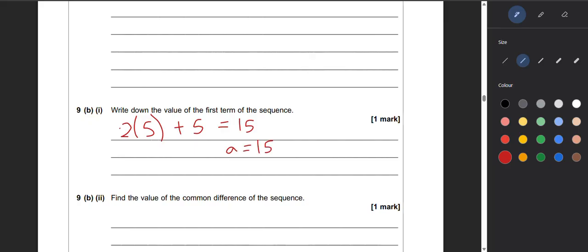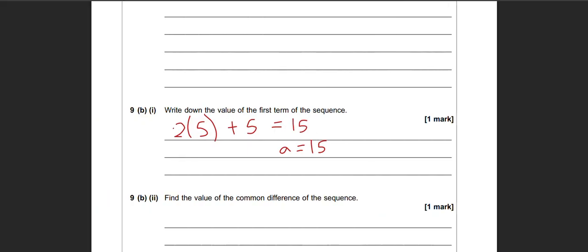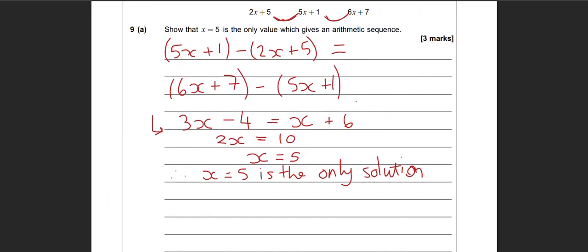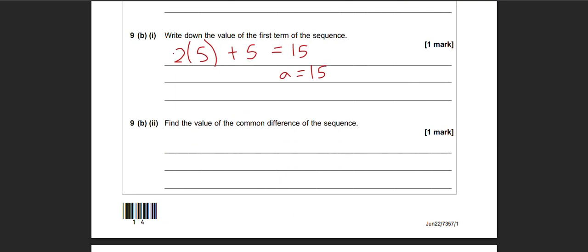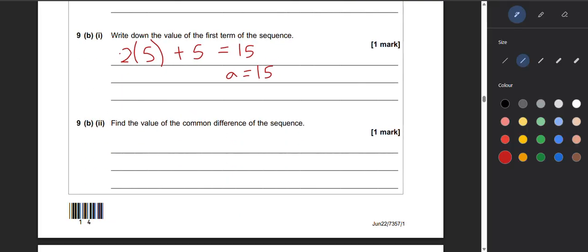And then for the next bit, to find the common difference, we just need to find the difference between two terms. So now the first term is 15. The second term is 5x plus 1. So let's find what that is. So let's do 5 lots of 5 plus 1. So that's 26. So therefore 26 minus 15 is 11. So the common difference is 11.